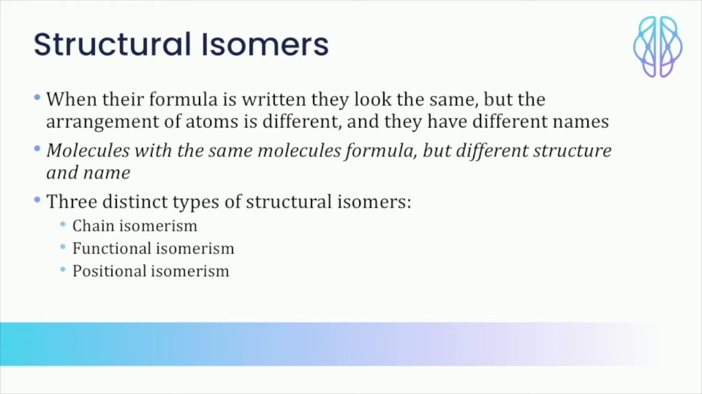A structural isomer is two or more compounds that have the same molecular formula. So when you write their formula down, they're the exact same, but they have a different structure and name. And there are three distinct types of structural isomers that we need to go over: a chain isomer, a functional isomer, and a positional isomer.